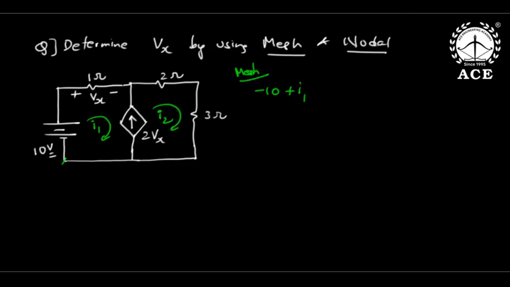Right now I don't know the voltage across it. It will be there, but we don't know. So jump into the second mesh. That is called super mesh. 2 plus 3, 5I2 equal to 0. This is the first equation.